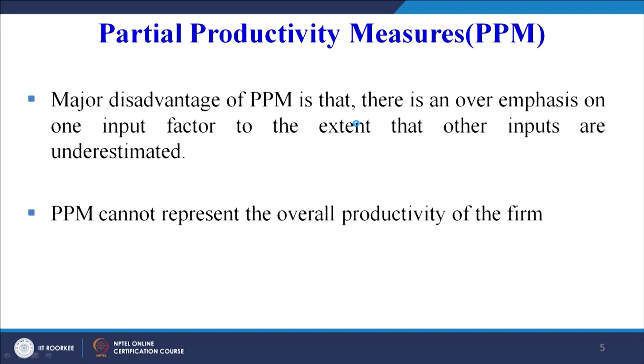That can be easily done mathematically, but we are ignoring how much money has gone, how much energy has been used for producing the car, and how much power input has been used by the machines which are operated by the labor. So basically in partial productivity measures we are focusing much on one of the factors only. That overemphasis on one factor, and underestimation of the other input parameters, is one of the drawbacks. Moreover, partial productivity measure cannot represent the overall productivity of the firm.